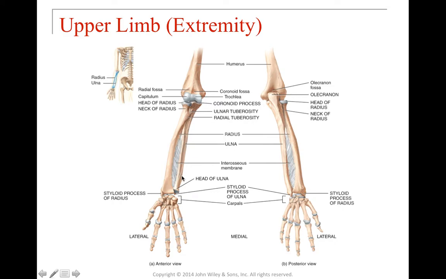And then if we go down to the wrist, the head of the ulna is going to interact directly with the styloid process of the radius. And then we're going to head directly into the carpals, of which there are 8. From the carpals, then we go to the metacarpals and then the phalanges.